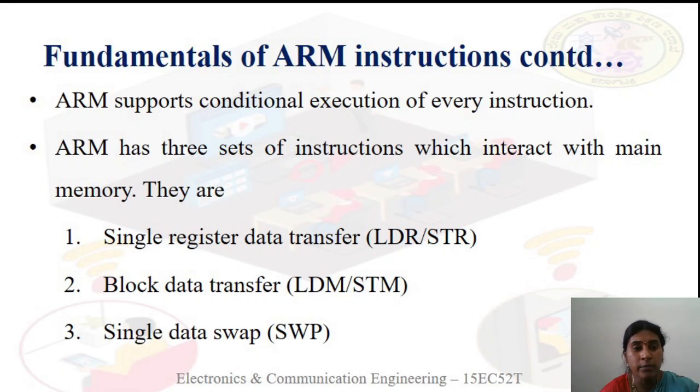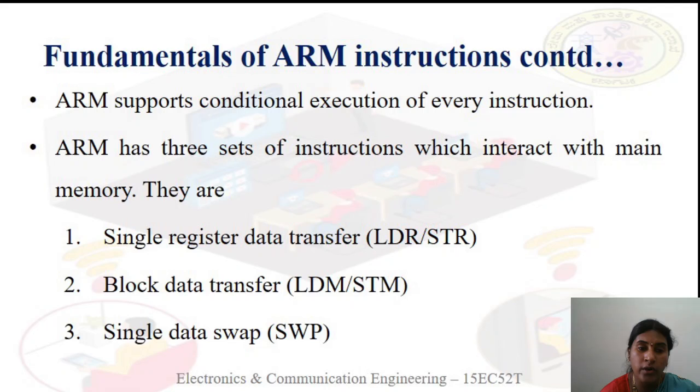Next, our ARM has three sets of instructions which interact with main memory. I told you that to interact with the main memory, we have to go for this load and store architecture only. What are the three sets of instructions which interact with main memory? The first one is the single register data transfer, that is LDR and STR. LDR and STR mean load register and store register. In single register data transfer, only a single register's data is moved into the memory or fetched from the memory. That is LDR and STR.